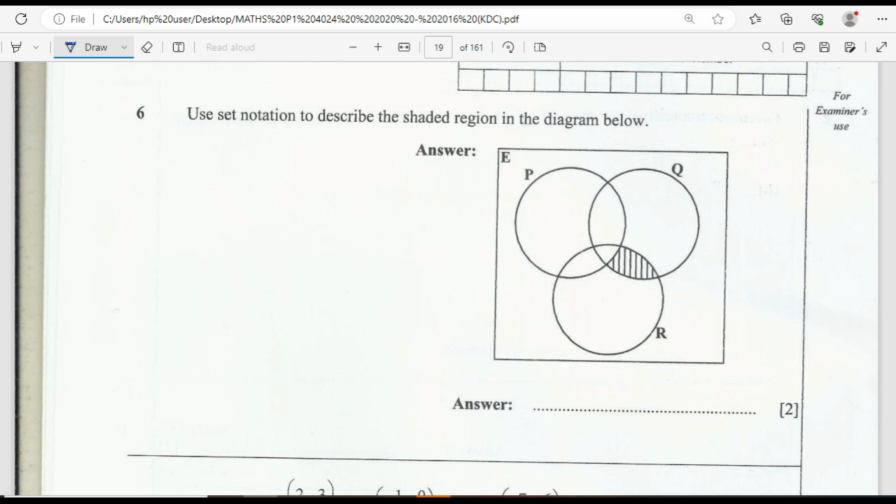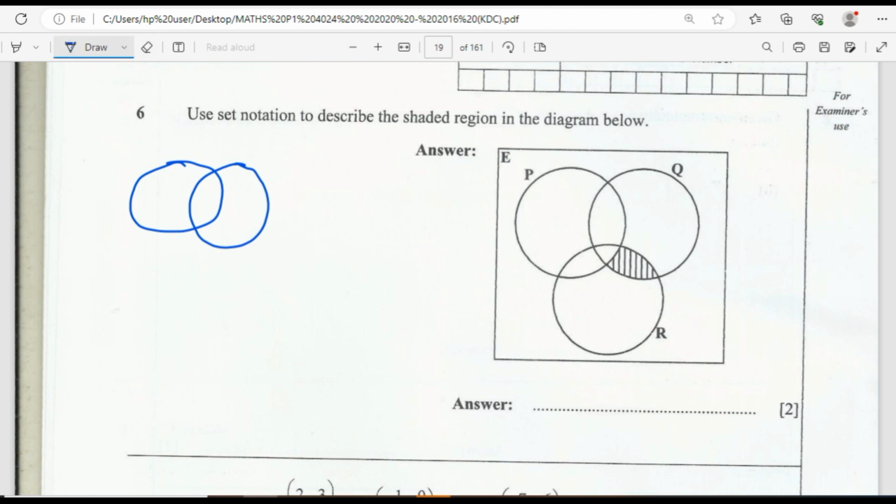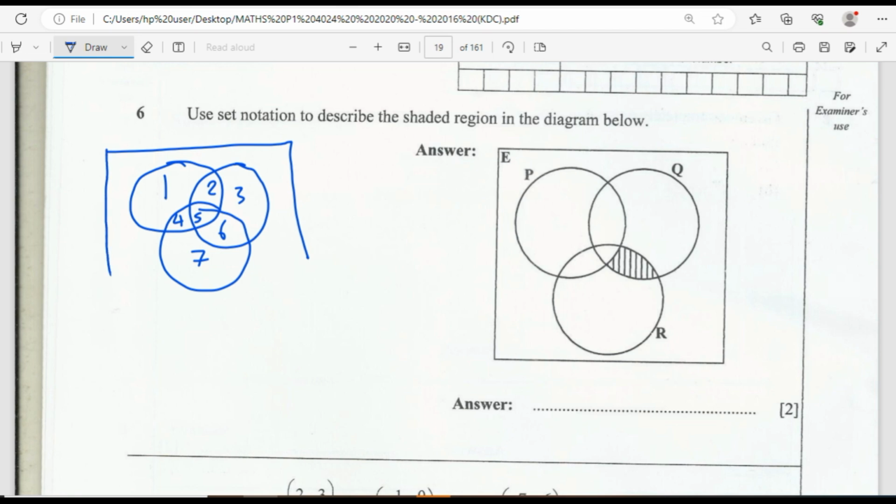Now we move on to: use set notation to describe the shaded region in the diagram below. Okay, so what can we do? Maybe the easier way, to make sense, let's do this. What we are going to do with this, we want to put numbers. So we'll put numbers 1, 2, 3, 4, 5, 6, 7, because for some people, just going direct won't make sense.